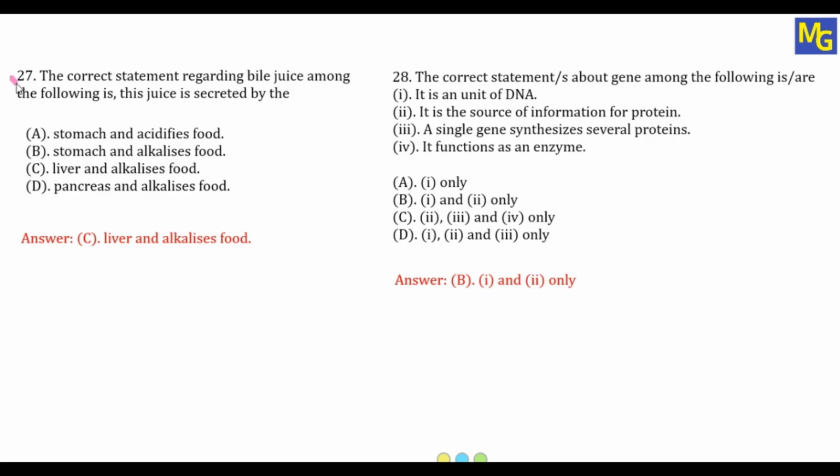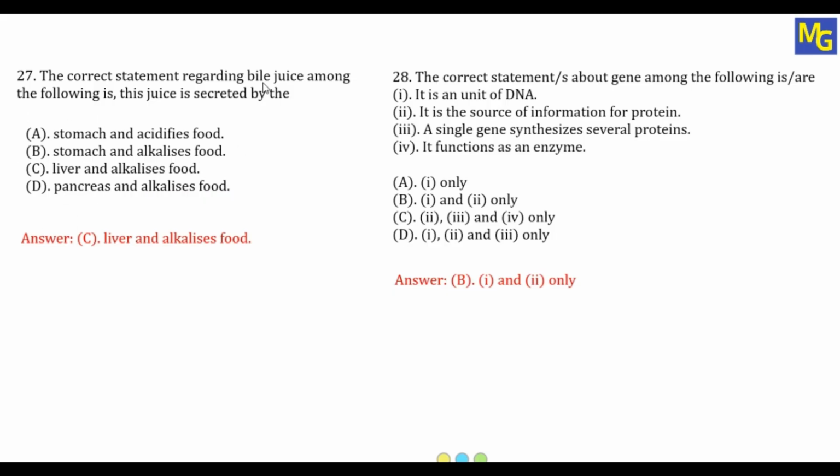Now, question number 27. The correct statement regarding bile juice among the following is: this juice is secreted by whom? Option A, stomach and acidifies food. Option B, stomach and alkalizes food. Option C, liver and alkalizes food. And option D is pancreas and alkalizes food. So we have to select the correct option from these all.